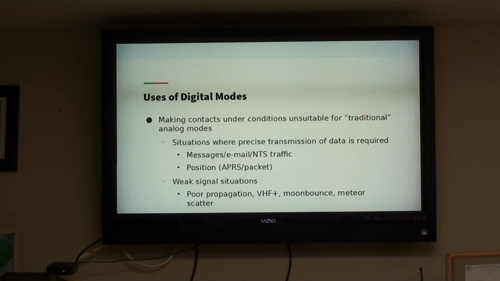CW is, if you have really good hearing and you're a really well-seasoned CW operator, you might be able to decode Morse code down to minus 10 dB below the noise level. But we can do better with digital modes. It's not just weak signal situations either. It's also situations where precise transmission of data is required.